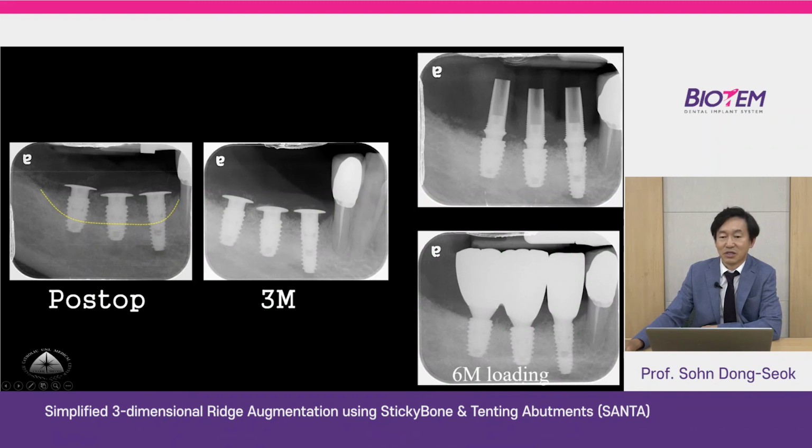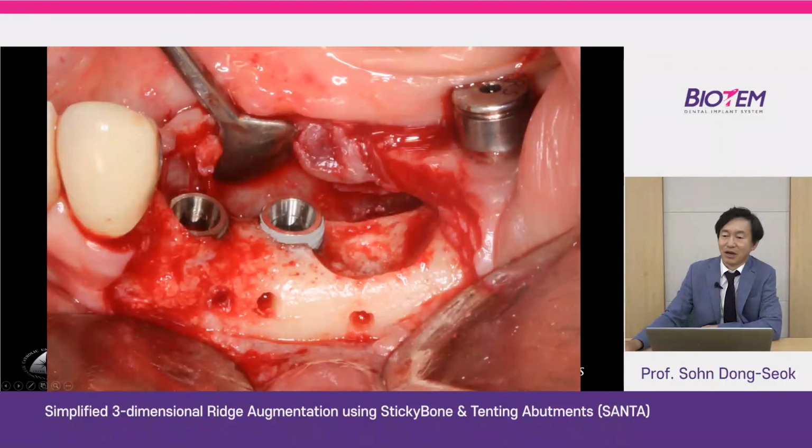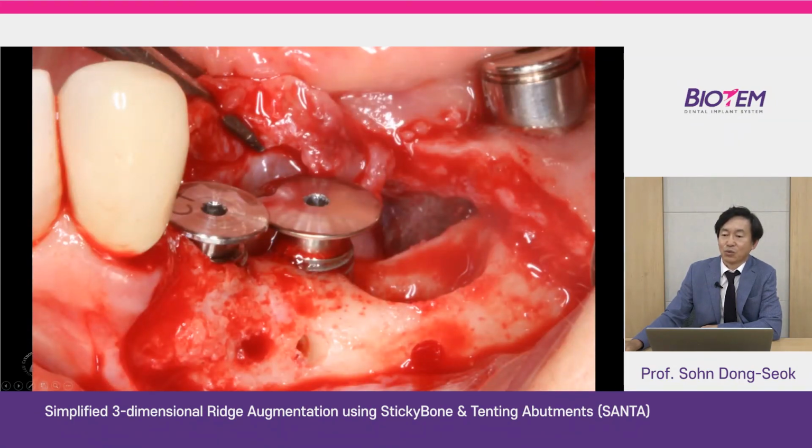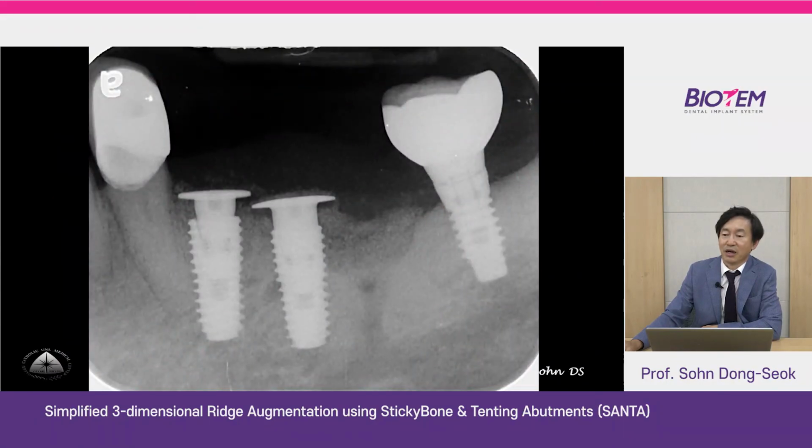You can see the radiogram after implant placement. Now you can see the excellent vertical ridge augmentation with this simple technique. Here's another case. These implants failed, so they were extracted, and I placed 2 new implants immediately after cleaning this site. Santa 2 was placed on the implant platform, sticky bovine bone was placed, and a CGF membrane was placed to accelerate wound healing.